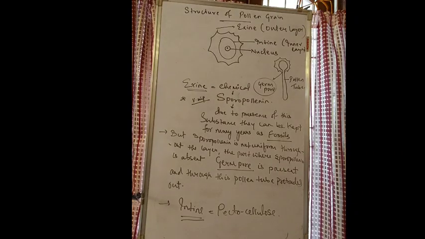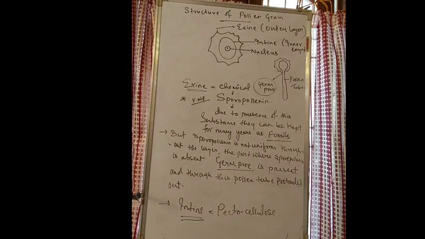exine and intine. And another term you have to remember is pollen viability. Viability means what? There is a time period for which the pollen grain retains its ability to germinate after falling on the female part. Within this particular time period, if they are able to germinate, then it's okay, otherwise they are unable to germinate. The time period for which the pollen grains retain the ability to germinate is known as pollen viability.